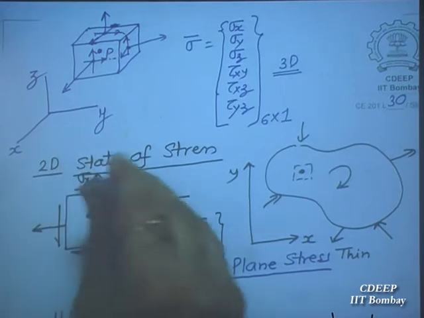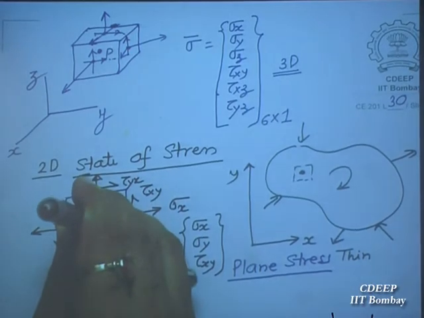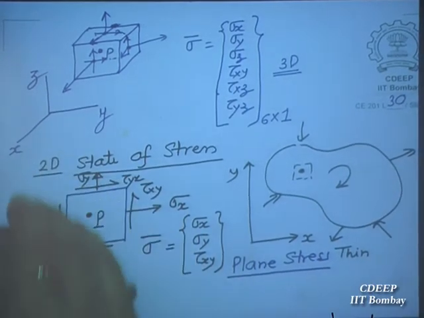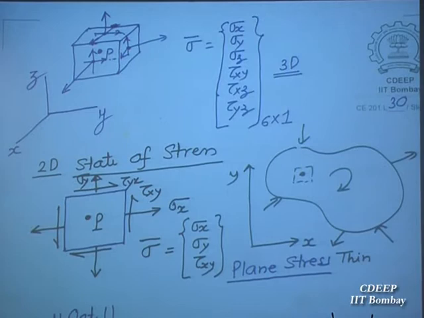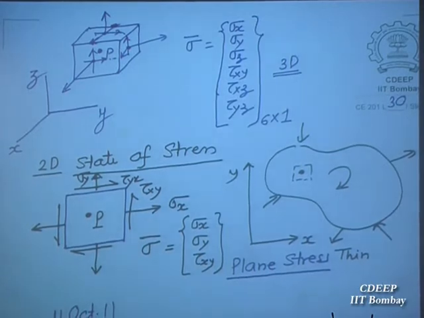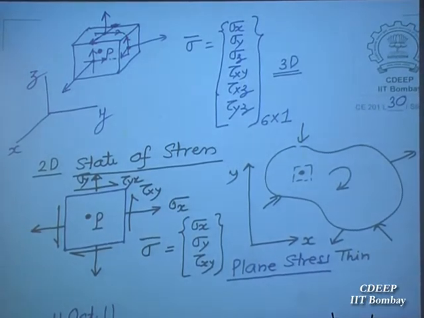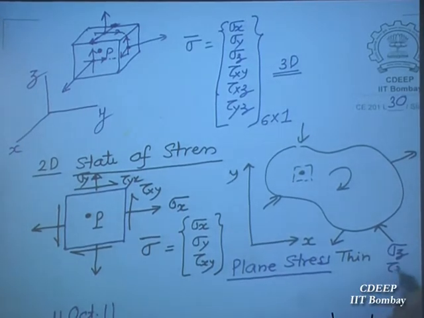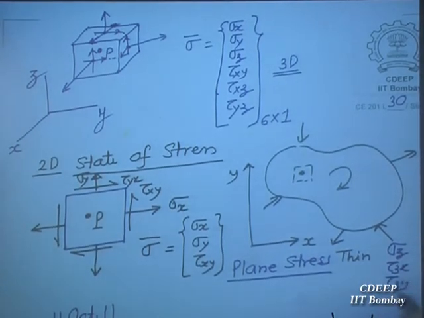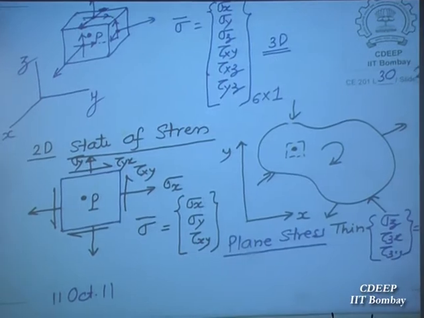All components of stress perpendicular to Z, this is Z, na? Perpendicular to this plane, they are all zero. On the plane Z there are no stresses, because the sheet is free. The sheet is like this, and only within the plane it is getting stretched. So this side and this side are free. That means here sigma Z, tau ZX, and tau ZY components are zero. So this is plane stress.